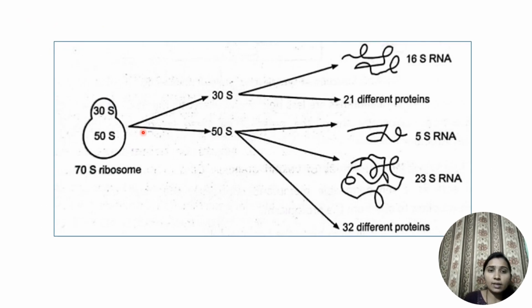You can see in this diagram, the 70S ribosome splits into the 30S subunit and the 50S subunit. This 30S subunit is again divided into 16S RNA, S meaning small RNA, and 21 different proteins, and this 50S is divided into 5S RNA, 23S RNA, and 32 different proteins. So this is about the ribosome.